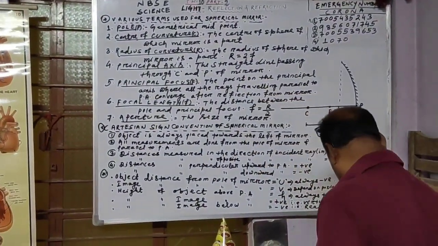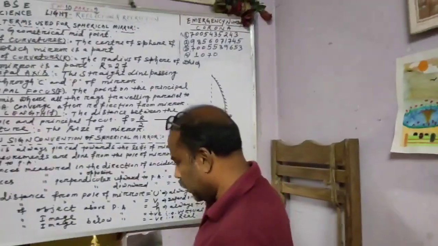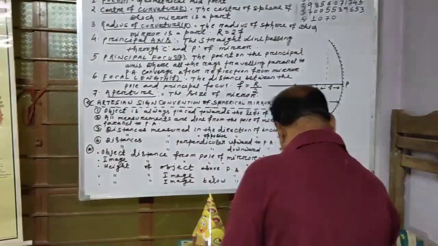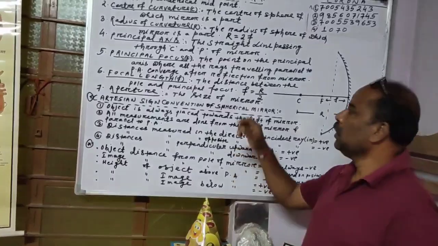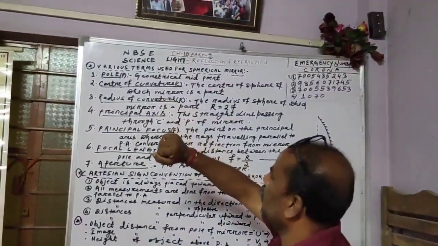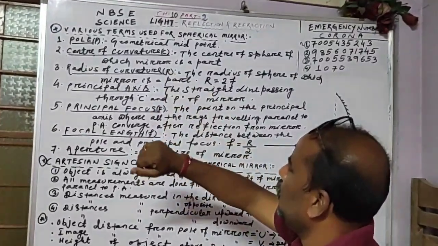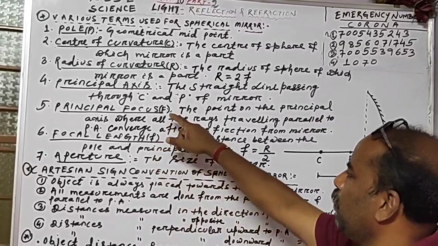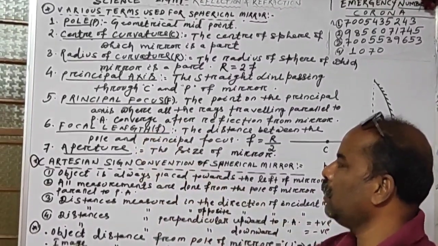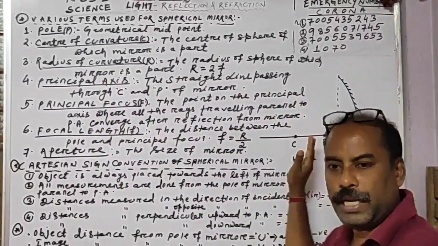Today's discussing points are: pole, center of curvature, radius of curvature, principal axis, principal focus, focal length, aperture. These are the main points related to the mirror.